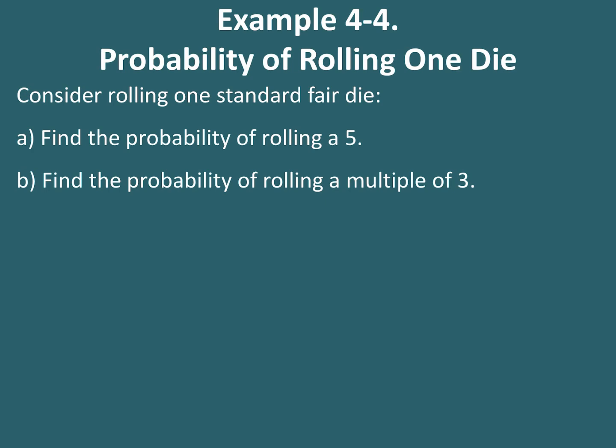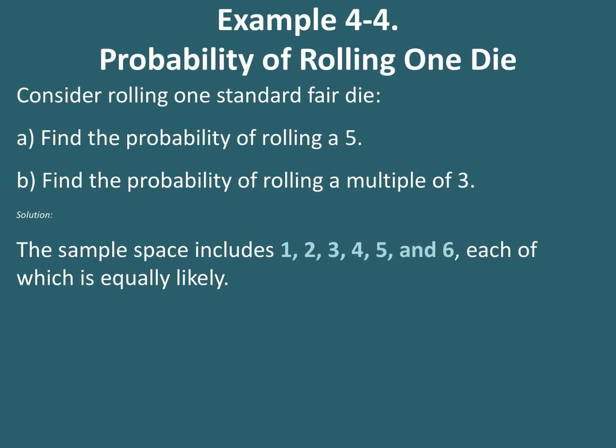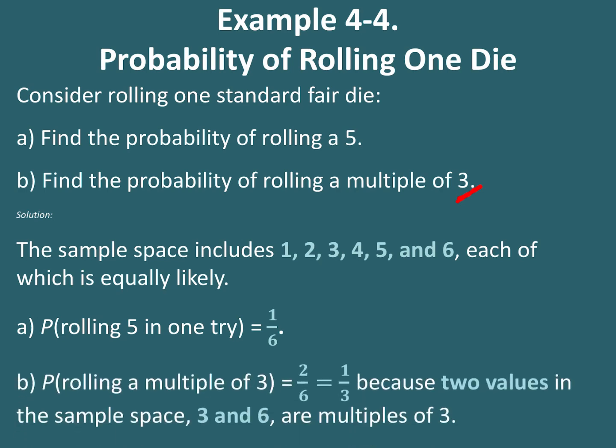So what would be the probability of rolling a 5? If I'm rolling a 6-sided die, and let's say this is a fair die, and each side is equally likely, then the probability of rolling a 5 in one try is 1 out of 6. But to find the probability of rolling a multiple of 3, we must first consider that there are 2 numbers in a 6-sided die that is a multiple of 3. That is to say, the probability of rolling a multiple of 3 would be 2 out of 6. And the reason why is because 2 values from the die, 3 and 6, are multiples of 3.